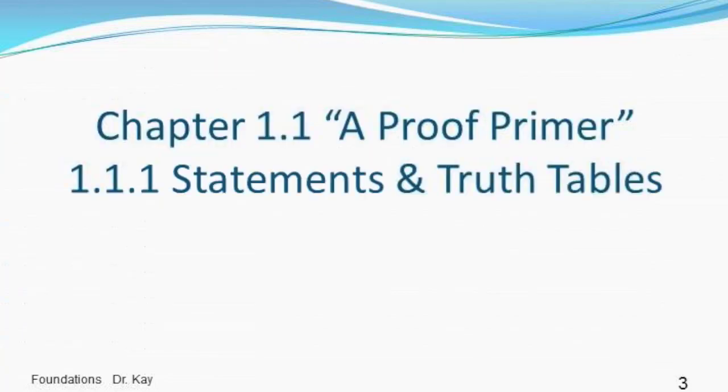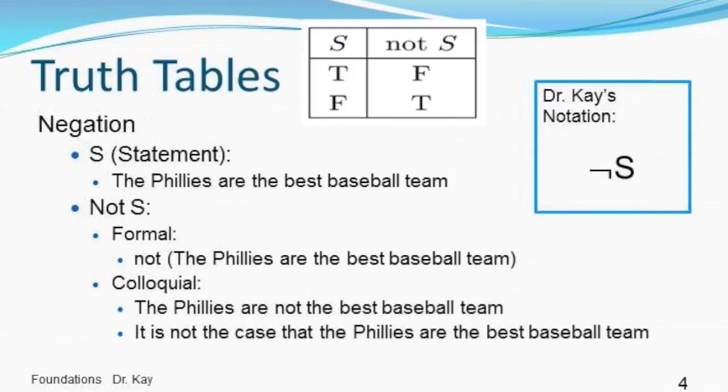So we're going to start with 1.1.1, which is statements and truth tables. And this should be really old hat to you. Right now we're going to talk about negation when you put a not in front of something. I tend to use this notation for not. Your textbook is just using the word not, so we're going to use this in many of my slides. This is a common notation here. It says Dr. K's notation, but really this is a notation that lots of people use, just not your book.